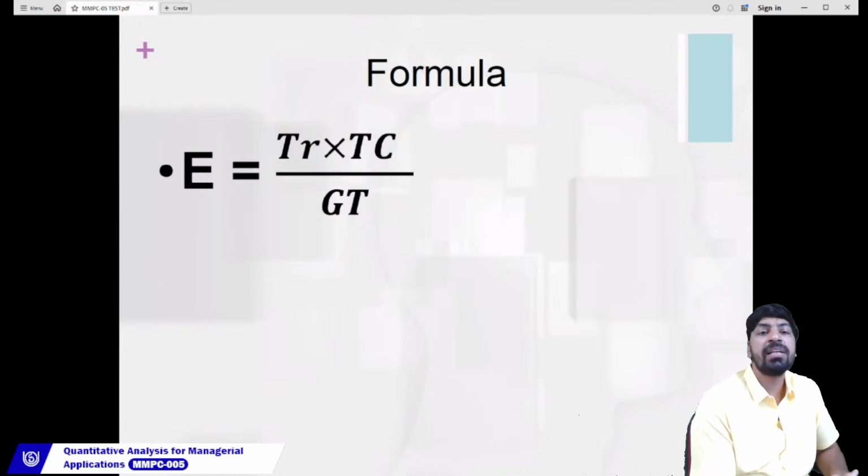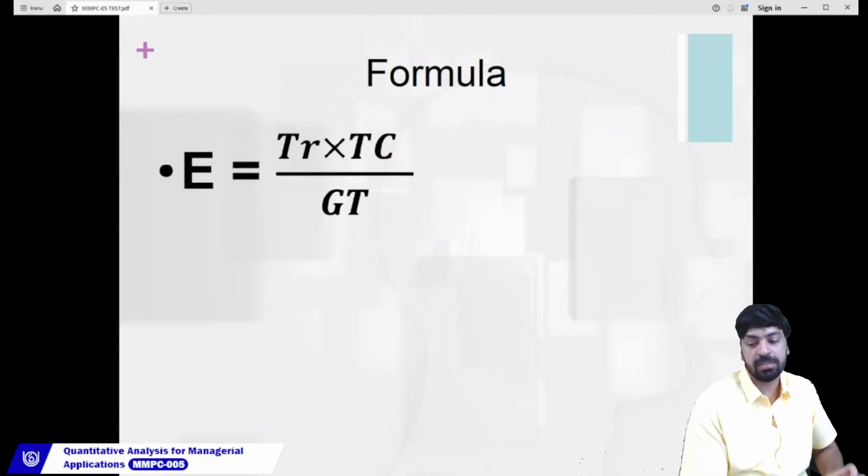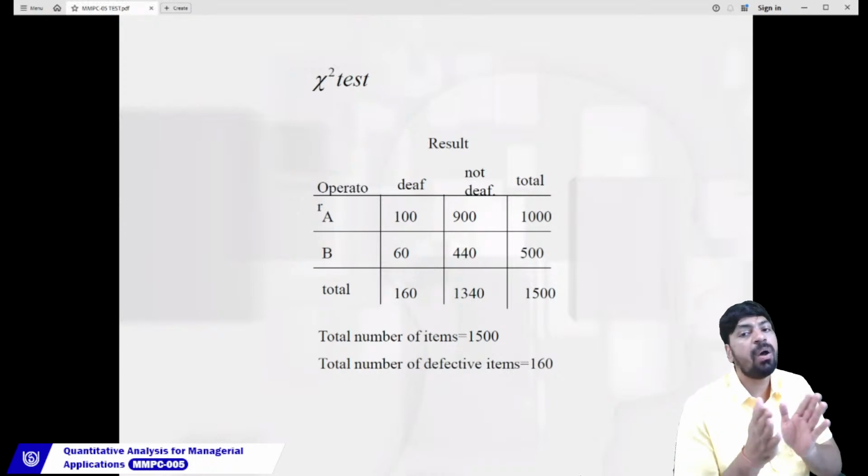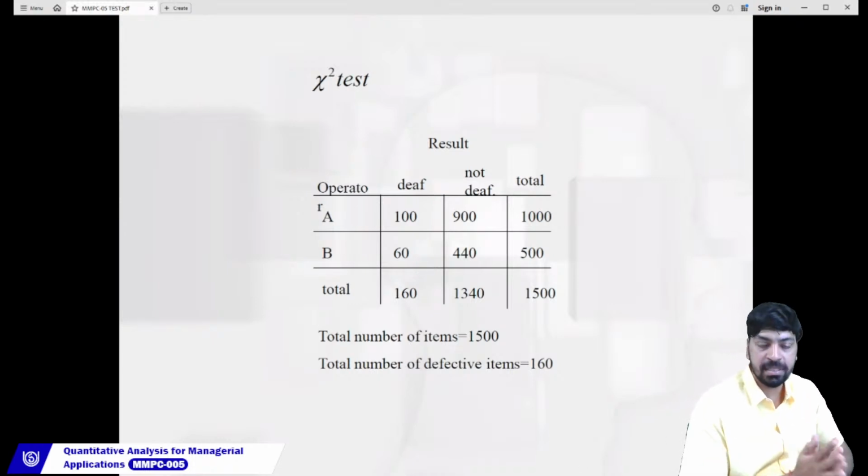TR is the total of the row. TC is the total of the column. GT is the grand total. Let's talk about the grand total. The grand total is 1500, which is the sum of the row totals, or equivalently of the column totals. When you add them together, it becomes the grand total.